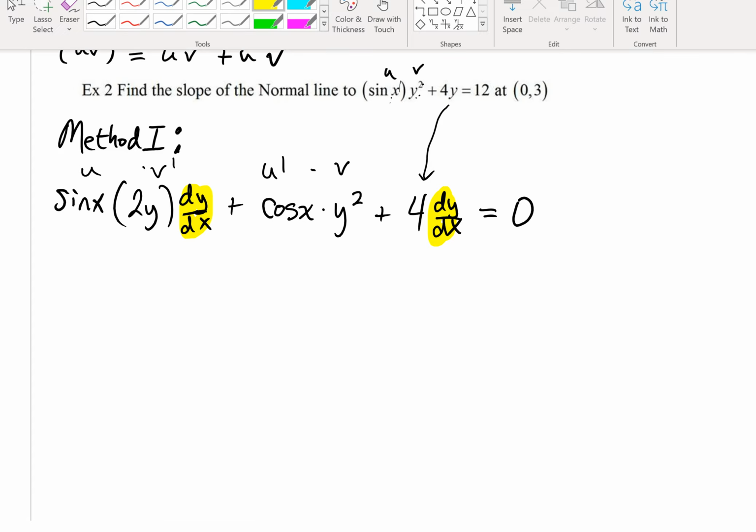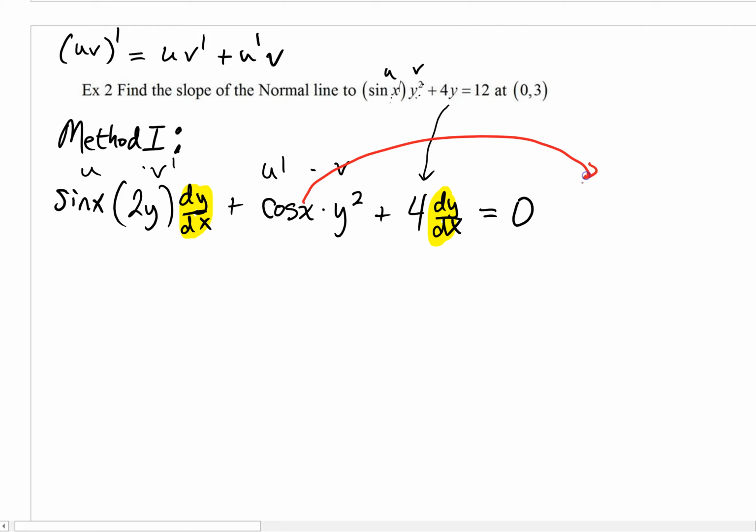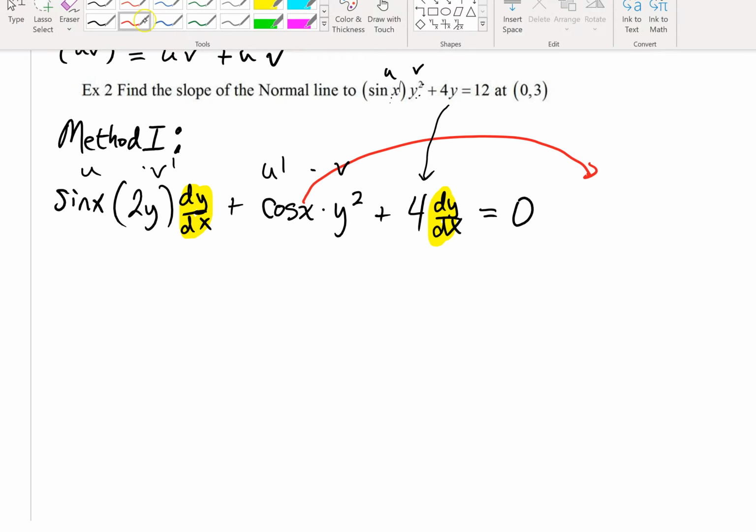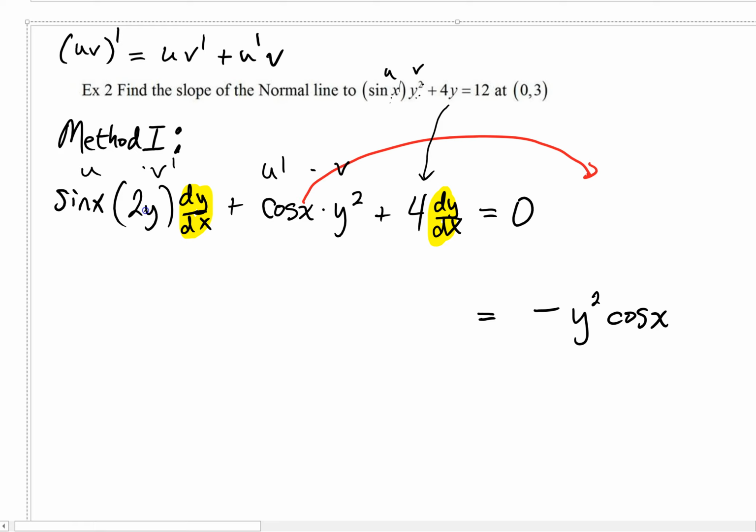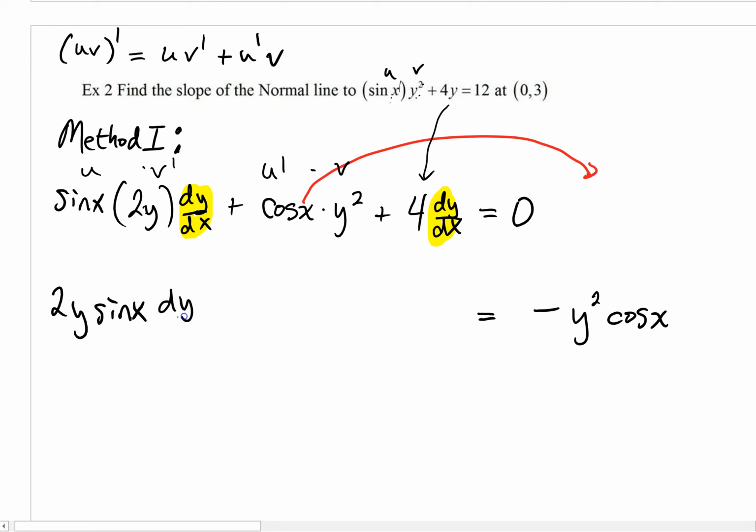So what we'll do here is I'm going to bring this cosine xy squared to the right-hand side. When you change sides, you change signs. Now, I'll tell you what, I'm going to put the y squared out in front, just so that no one would ever mistake the y squared for being inside of the cosine function. And then over here, likewise, I'm going to bring the 2y out in front. And then we have a 4 dy/dx right here.